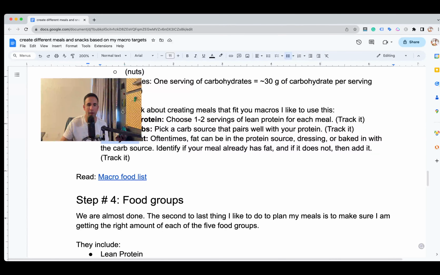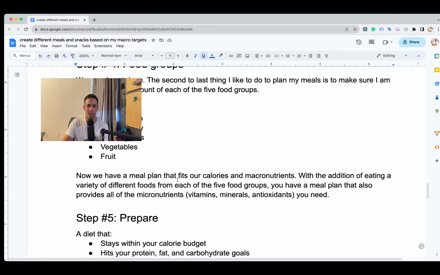And then finally, we have find your fat. So dressing or baked in with our carbohydrate source. So identify if your meal already has fat, and if it doesn't, then add it, right? Fat's very flavorful, but it can be added in, and it can be part of other pieces of your meal as well. So just take that into account when you are building out these kind of macro-friendly meals. That's my phrase that I like to use for simplifying this idea, right? So pick your protein, choose your carb, find your fat. Of course, I have some resources, a macro food list, if you want to get a better idea there.